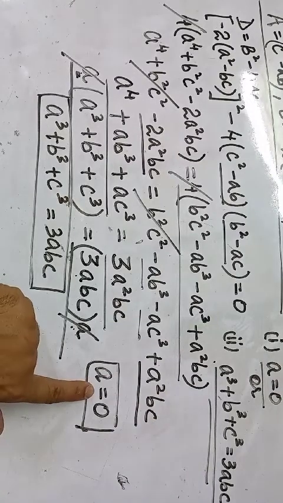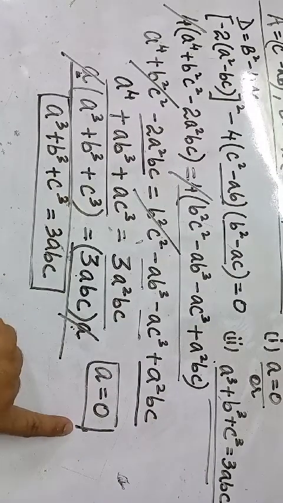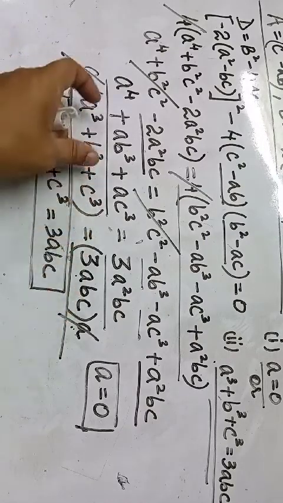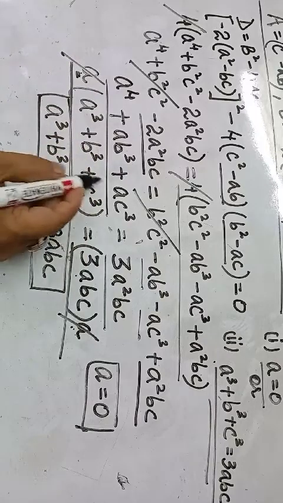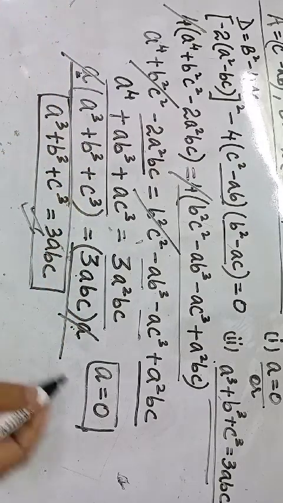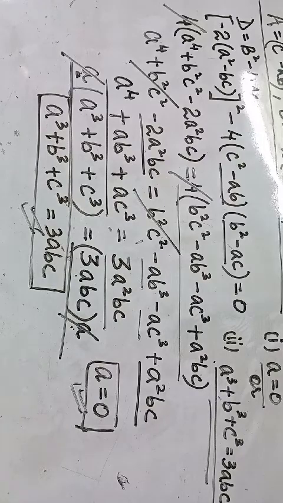So either a will become 0, then left and right hand side will become same, or these two bracketed portions can become equal to each other so that they can get cancelled and a gets cancelled. So either this is true or this is true if this equation has real and equal roots.